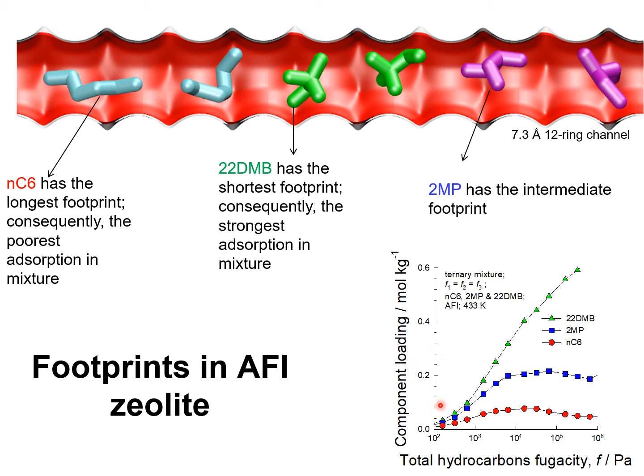Monte Carlo simulations for ternary mixtures of normal hexane, 2-methyl pentane, and 2,2-dimethyl butane are shown in this graph, and the hierarchy of loadings as post-saturation is approached is in decreasing order of the molecular footprint. And therefore, entropy effects can be exploited to separate hexane isomers using AFI zeolite.